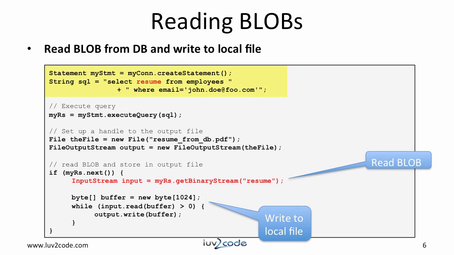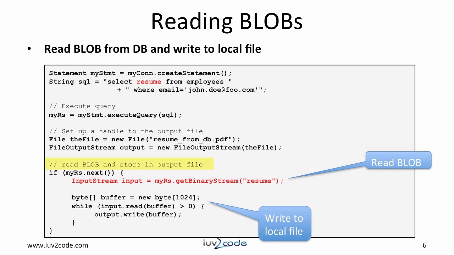At the beginning, I have the SQL string where I'm going to select the resume from employees where email equals johndoe@foo.com. On the next line, I'll actually execute the query, and then I'll set up a file handle for the actual output file. So I'm going to give this an explicit name, resumefromdb.pdf, just so I know it's a unique file name. I'll set up an output stream for that file handle.